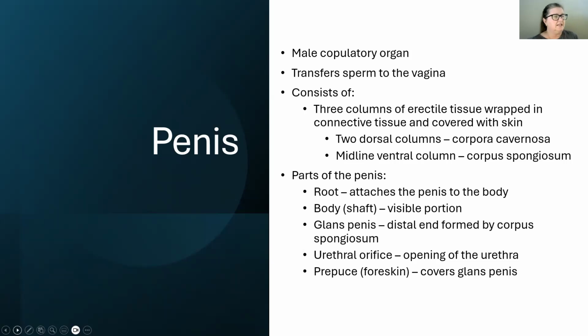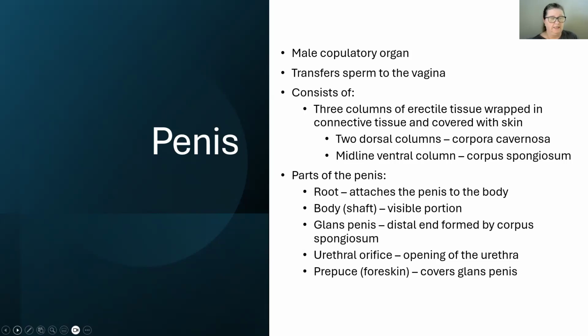So the penis is the male copulatory organ. Its job is to transfer sperm to the vagina in the reproductive sense. Its other job is to carry urine out for urinary purposes. It consists of 3 columns of what we call erectile tissue that is wrapped in connective tissue and covered with skin. The 2 dorsal columns, so the ones in the back, are called corpora cavernosa. And then the front column in the middle is called the corpus spongiosum.